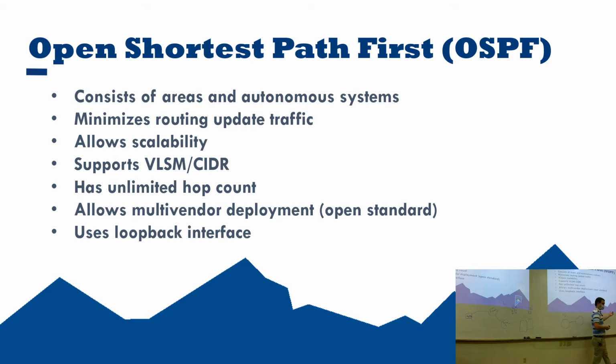like I said, we have the different areas, of course, for different autonomous systems. We can support them, of course, but we have to have additional routers and stuff. This is going to have lower amounts of update traffic than, say, some other protocols like RIP.